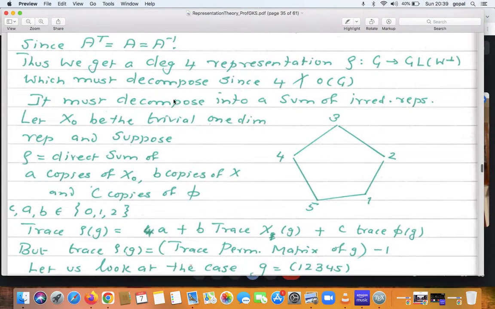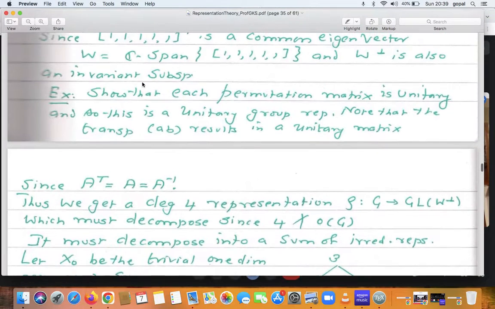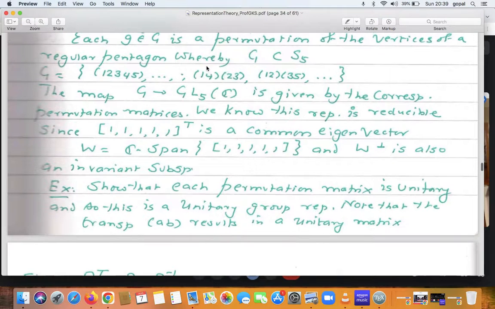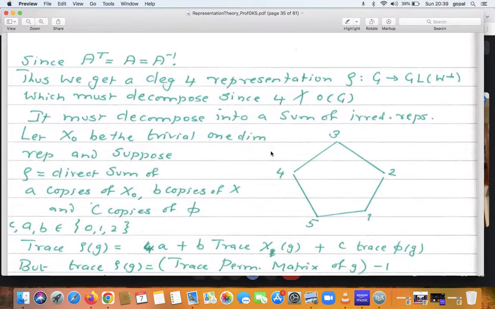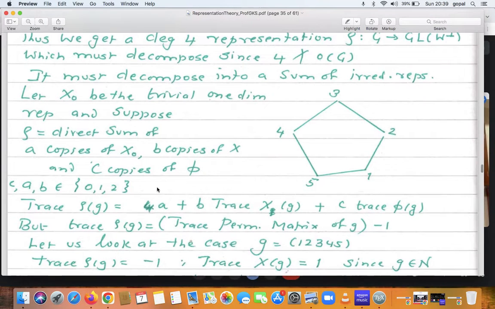Suppose, for example, you take the standard representation, restrict it to the dihedral group, and take the orthogonal complement of W. You get a 4-dimensional representation that cannot be irreducible because 4 doesn't divide 10. It must split as a sum of 2 degree 2 representations.